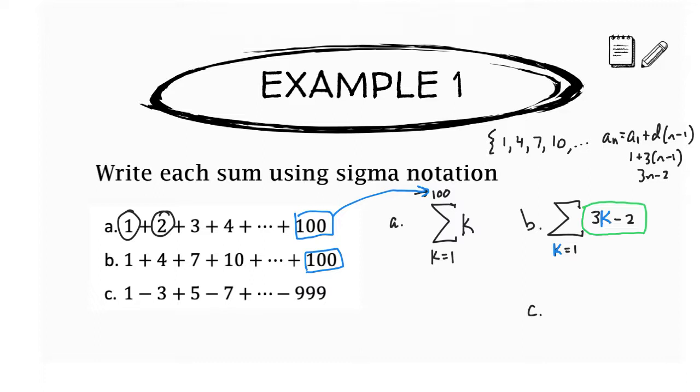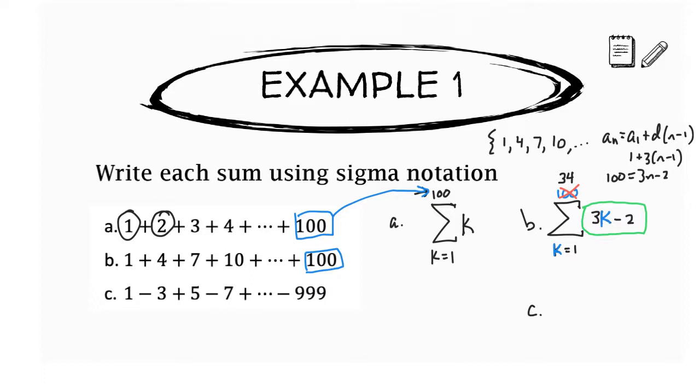In letter A, we were just keeping track of the numbers from 1 to 100, right? And when you plug 100 into k, you get 100. If you put an upper limit of 100 in letter B, then you would be adding 1 plus 4 plus 7 plus 10, and you would continue until the number that you get when you plug 100 into 3k minus 2. And therefore, 100 is incorrect. What you need to do instead is take 3n minus 2, set it equal to 100, and solve for n. You get 102 divided by 3, which is 34, and 34 is the correct upper limit.